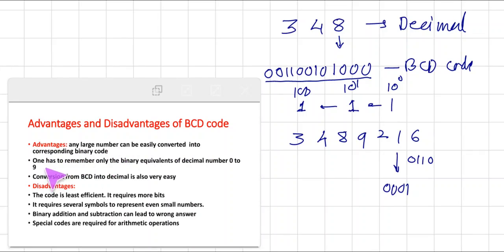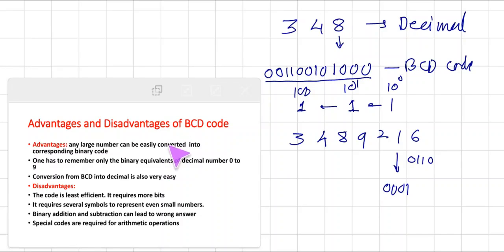Second is that we have to remember only the binary equivalent of decimal numbers 0 to 9. So we only want to know the binary equivalent of the decimal numbers from 0 to 9, and if we know that, we can easily convert any number. So these are the advantages. Similarly, conversion from BCD into decimal is also very easy, as we already saw in an example: if this is a binary code, we can directly convert it into 1 0 0 0, which means it is an 8. So it is also a simple thing to convert a binary coded decimal number into the corresponding decimal number. So these are the advantages.